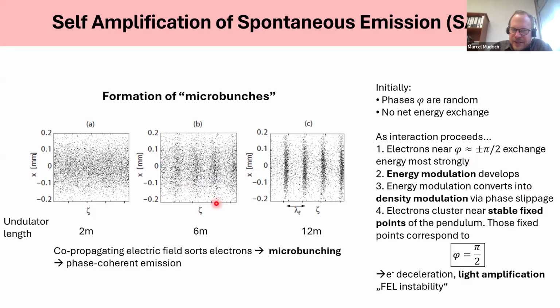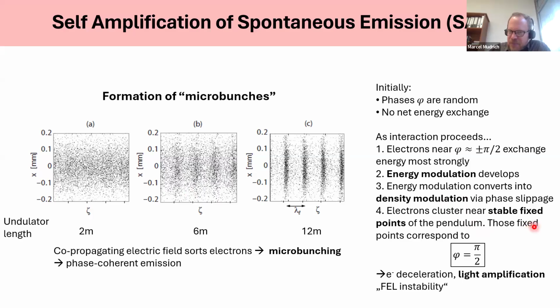As the bunch propagates over a sufficiently long distance, this energy modulation converts into density modulation via phase slippage. But this takes quite some time. So clearly these undulators where microbunching is supposed to happen have to be quite long. You can see many meters of length where this happens, to allow for the coupling to evolve, and also to allow for this conversion of energy modulation into density modulation in real space. And eventually the electrons would cluster near stable points of this pendulum that's given by the pendulum equations.